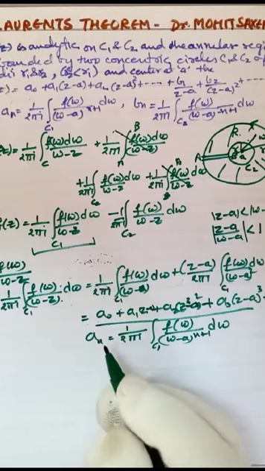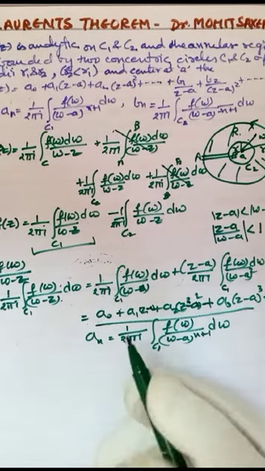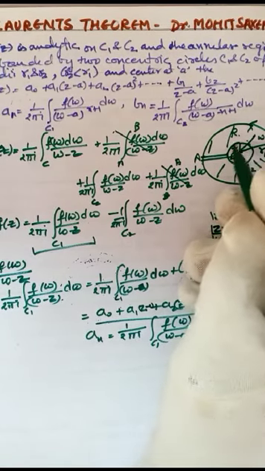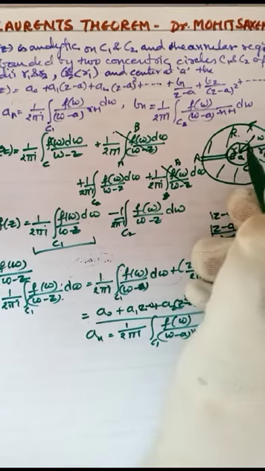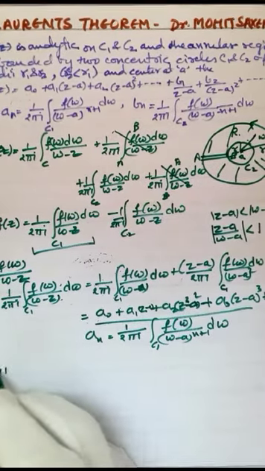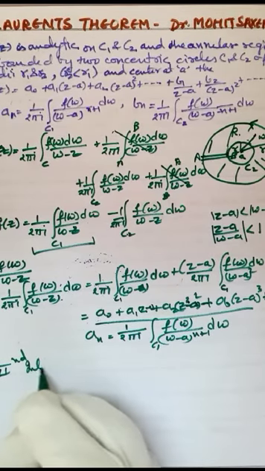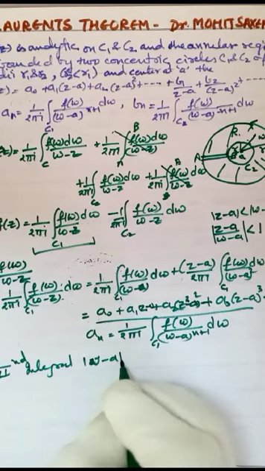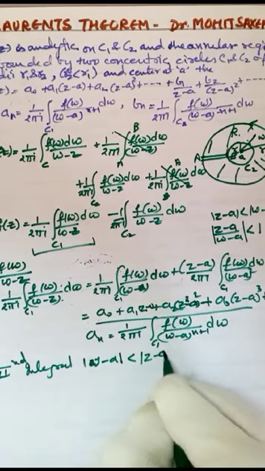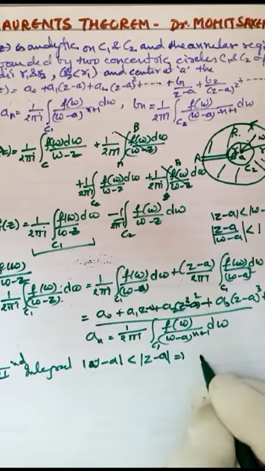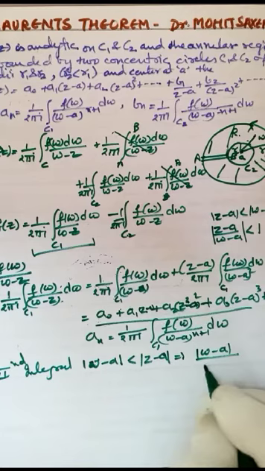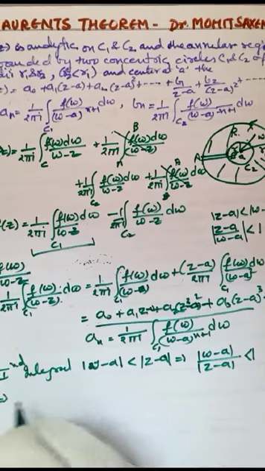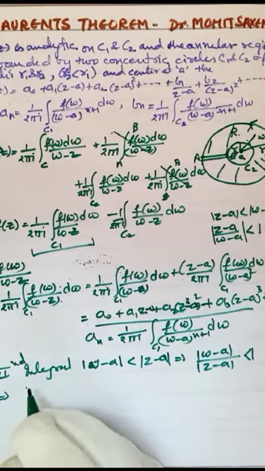Now we take the second integral. This second integral is taken around this particular smaller circle C2. For this smaller circle C2, |w − a| is less than |z − a|. This would give you |w − a| upon |z − a| is less than 1. In this case, it is different from Taylor's part.